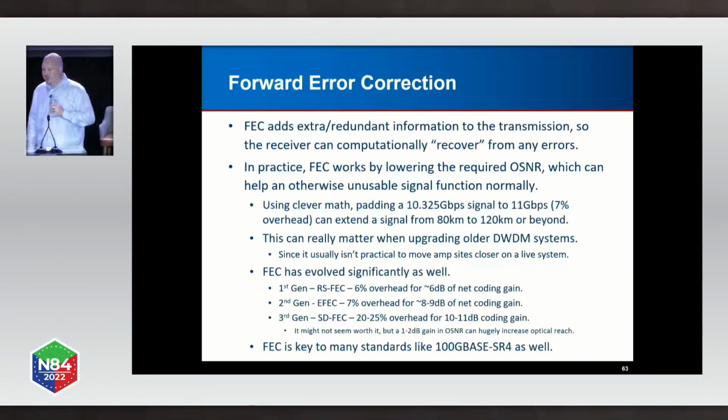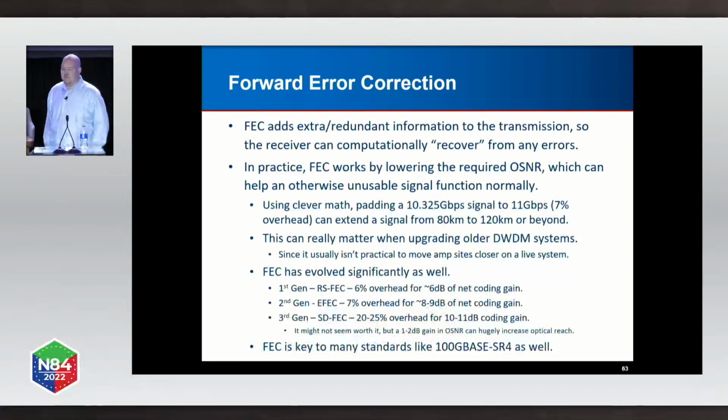All right, so more optical concepts. We have a thing called forward error correction, or FEC. So the way to think about FEC is kind of like RAID for your optics. You're adding a little bit of extra redundant information so that you can computationally recover from any errors. So in practice, the way that works is it lets you lower the required OSNR, in which you would have had a signal that you couldn't decode, and now you can, and so that lets you do more with it.